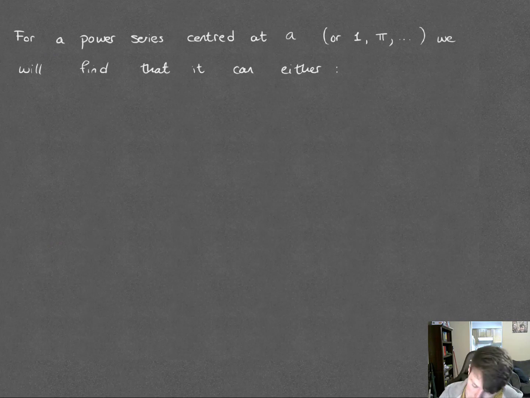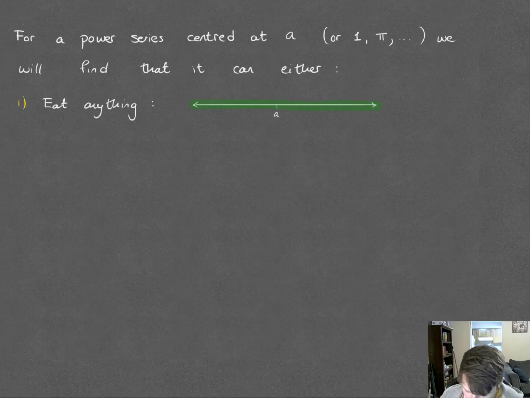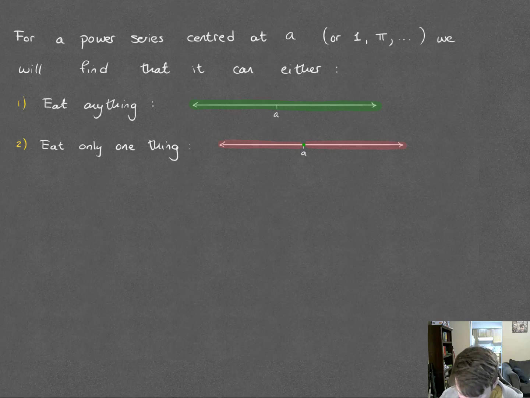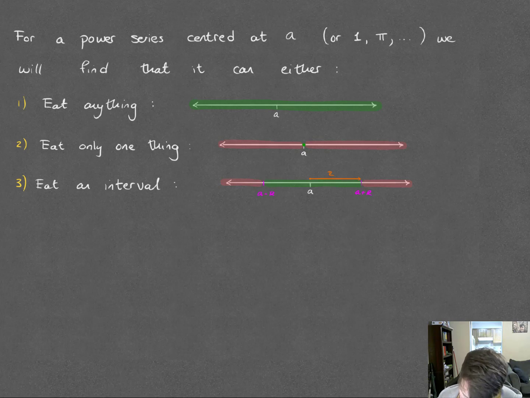So, for a power series centered at a, which could be 1, it could be pi, it could be e, it could be your favorite number, we'll find that it can either eat anything, so it can eat any x it wants, which we represent by just shading in the entire real line. It might only be able to eat one thing, which is just a. We know it can always eat a, and a might be the only thing that it can eat. So I've shaded in red everywhere else. Or it might be able to eat an interval. So it might be able to eat just a neighborhood of a that is capital R wide. So it might be able to eat everything between a minus R and a plus R.